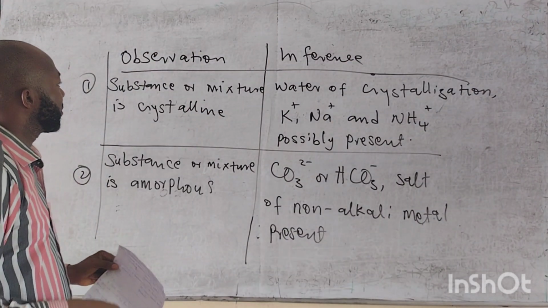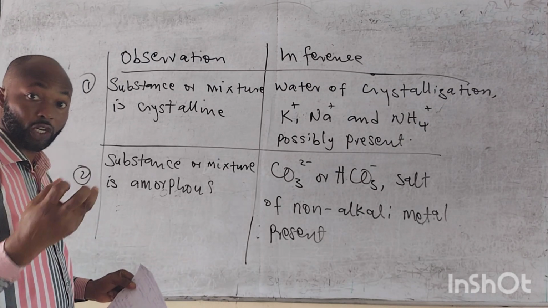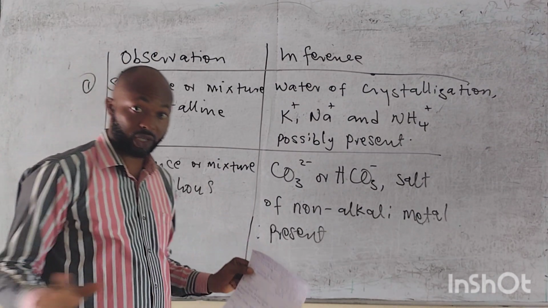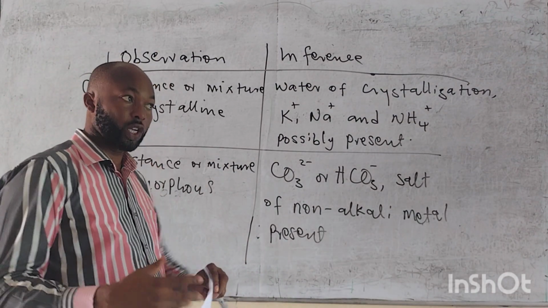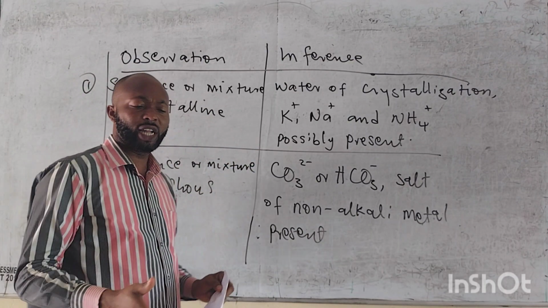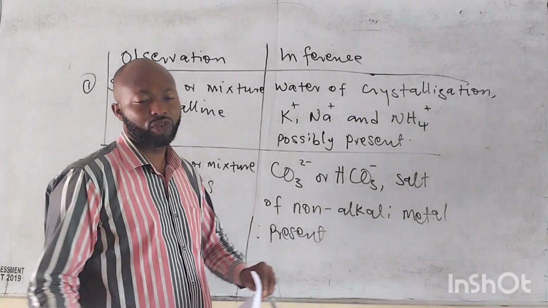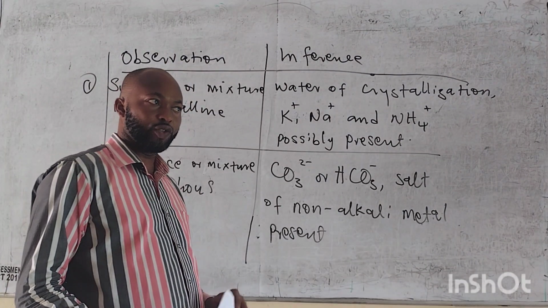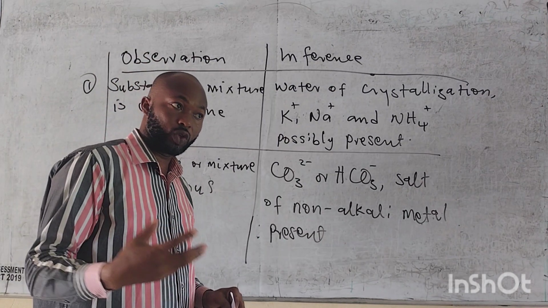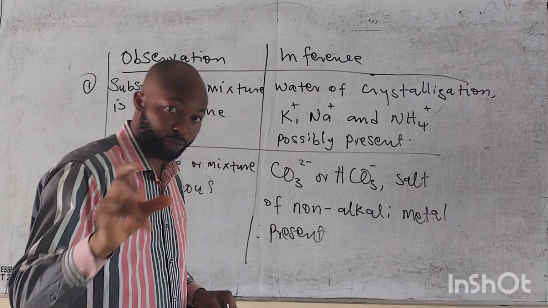Now we say when a substance or mixture is crystalline, which is solid, water of crystallization is obviously present. Solid samples, the inference, what comes to mind? Now, how does that go? I've given you sample A to analyze. Before you start putting it into the test tube, first you carry out the physical properties, which is the texture. The texture here goes with either it is solid, crystalline, or amorphous powder form.